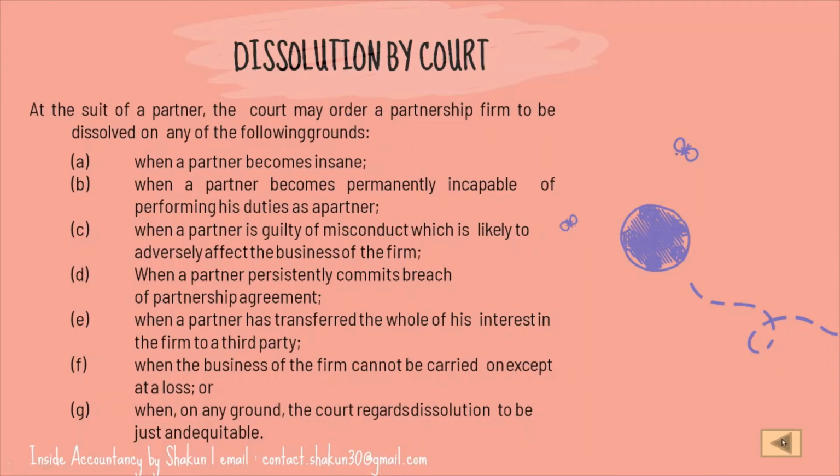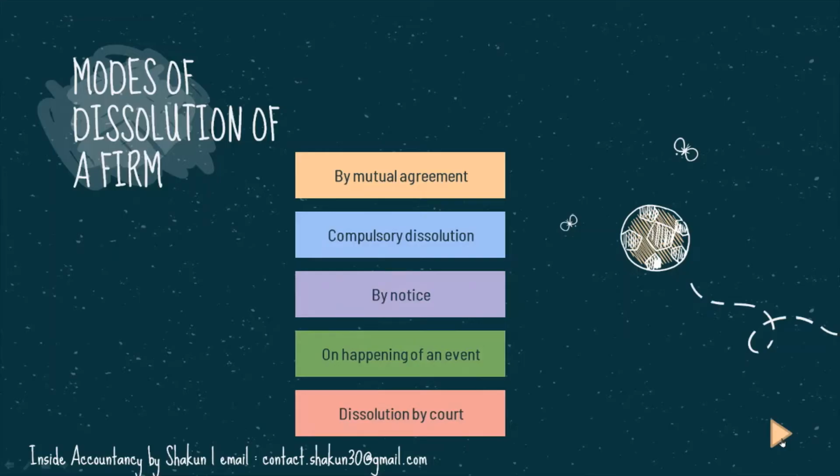So these were the various modes of dissolution, where we talked about dissolution by mutual agreement, compulsory dissolution, dissolution by notice on the happening of an event, and dissolution by court. So these are the various reasons why a particular firm may be dissolved. Now, moving on to the next topic.